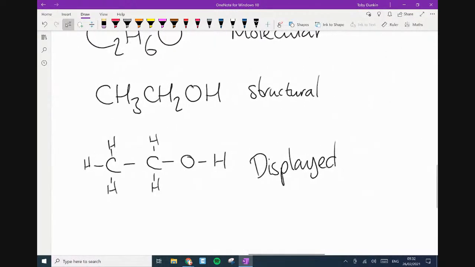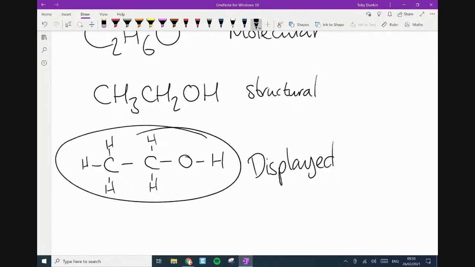Just to let you know, when you get to A-level, guys, the displayed is what you latch onto at the beginning, and then you learn to translate that into structural. It's not as bad as it looks. You're reading it from left to right. CH3, CH2, OH. It's not as bad as it looks.